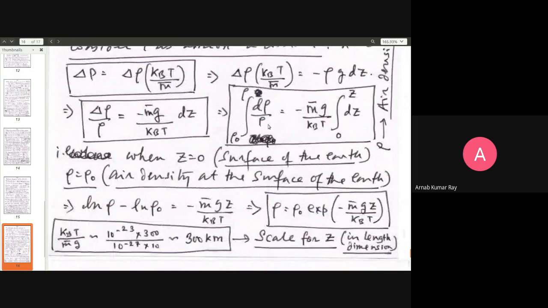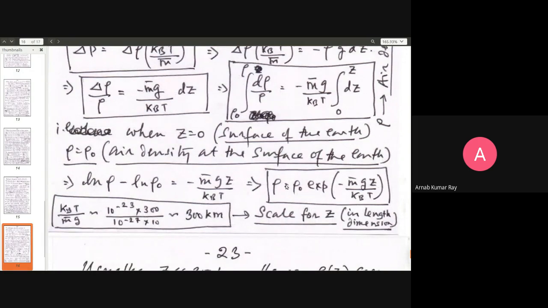Now we will integrate d rho by rho, starting from rho naught to rho, and this thing is a constant, minus m bar g by k_B T dz, starting from the surface of the Earth, z equal to 0, to some arbitrary height z. And rho naught here is the air density at the surface of the Earth, where z is equal to 0. So you integrate this: log rho minus log rho naught, since d rho by rho integrates to log rho, is equal to minus m bar g z by k_B T. Integration of this thing is very simple. z minus 0 will give you z anyway.